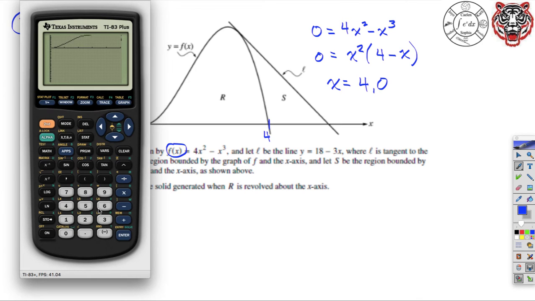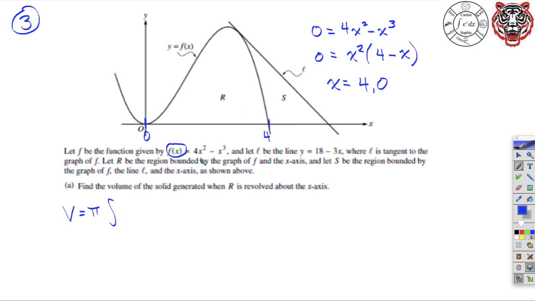Ooh, that'll make it too much in the negative direction. And we're saying, oh, how do I find that point? You just do second trace. We're trying to find the 0, so you hit 2, and you say the left boundary, we can say 3. Between 3 and 5, we'll guess 4, so 3, 5, and our guess is 4. And it would tell us, yeah, it is actually exactly at 4. So that's the way to do it with the calculator.